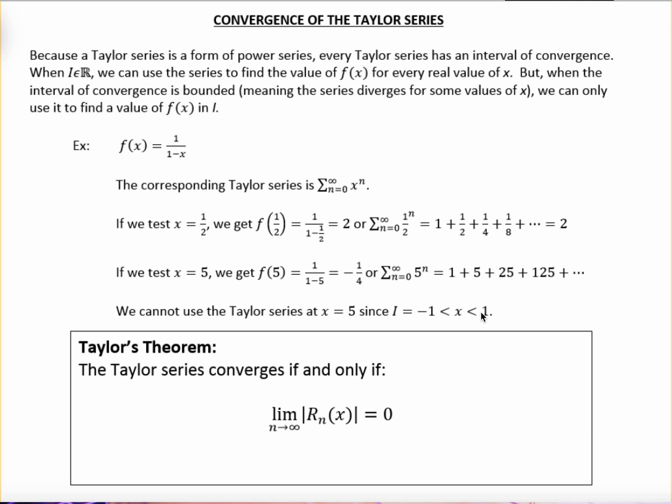But as soon as those x values are on the outside of this interval, aka the interval of convergence, then our Taylor series falls apart and we can no longer use it. So what we do have here is Taylor's theorem. Taylor's theorem says that a Taylor series will converge if and only if the limit as n approaches infinity of the absolute value of the error is equal to 0. So there is no error, therefore it converges, right?